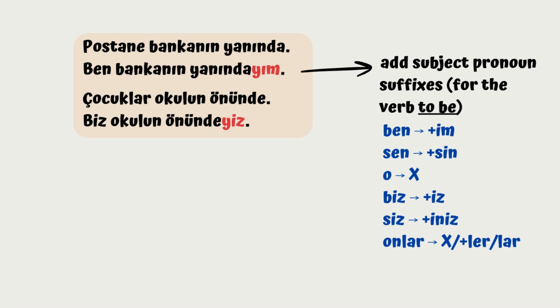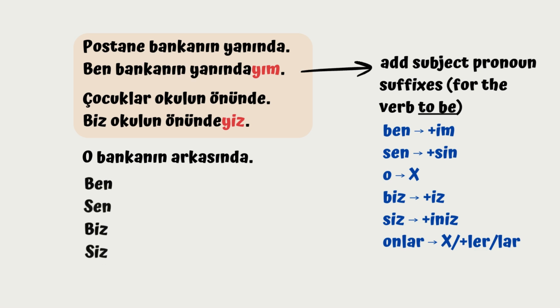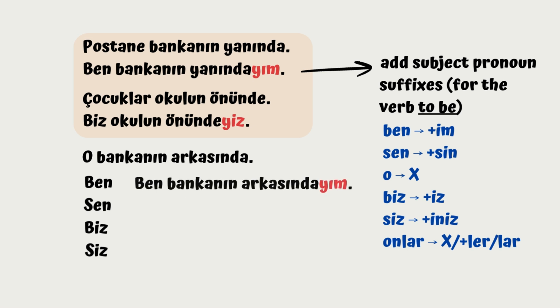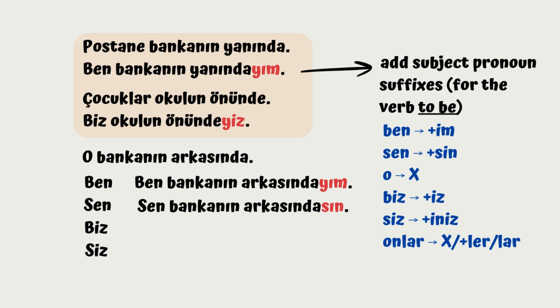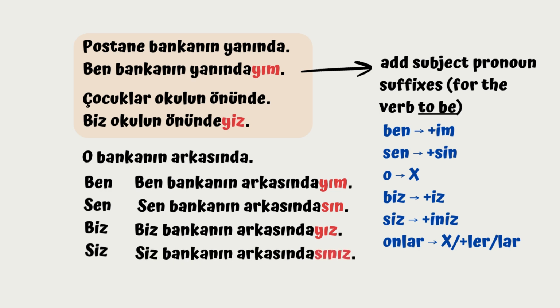So let's practice this. So let's take a look at this sentence. O bankanın arkasında. So can you say the same sentence by changing the subject to ben, sen, biz, siz? So you can pause here if you want to, and I'm going to give you the answers in a second. I'm giving the answers. Ben. Ben bankanın arkasındayım. Sen. Sen bankanın arkasındasın. Biz. Biz bankanın arkasındayız. Siz bankanın arkasındasınız.